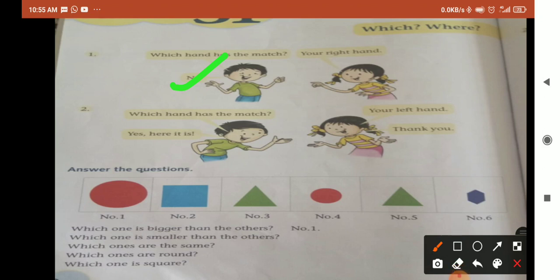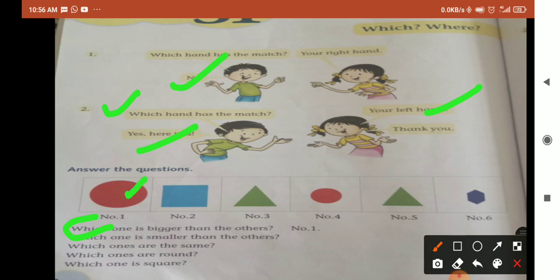Second is, which hand has the match? Again the boy asked. So here the question is asked by the WH word which. So the girl answered your left hand. So the answer is yes. Yes, here it is. Thank you. Again answer the question. First is number 1. Which one is bigger than the other? Here again the WH word is used for asking the question. Which one is bigger than the others?